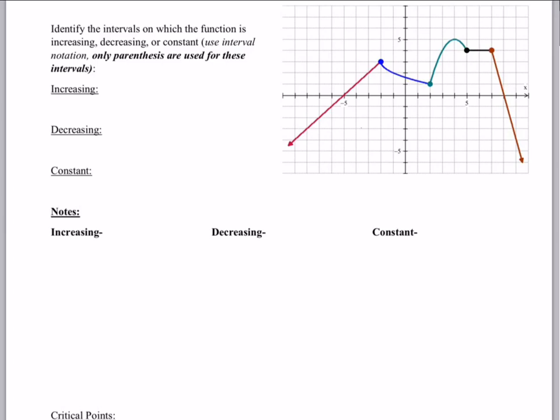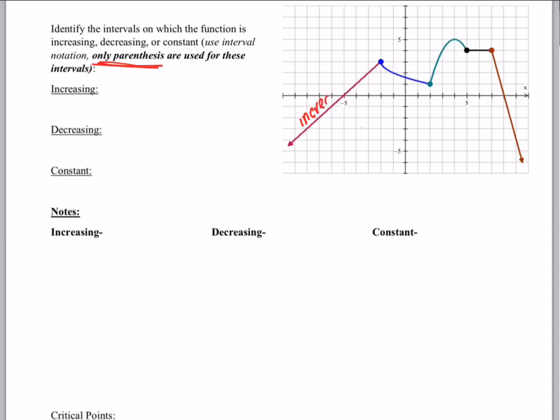Okay, so the first part of this section is just identifying intervals. So we're looking at this graph that you have in your worksheet, and we want to identify intervals that are increasing, decreasing, and constant. Now we're going to use interval notation, and what might be a little bit different, as you can see over here, we are only going to use parentheses for our intervals. So we don't need brackets because those points in between aren't necessarily part of an increasing or decreasing or constant interval. They're just kind of included in both, right? Points of transition.